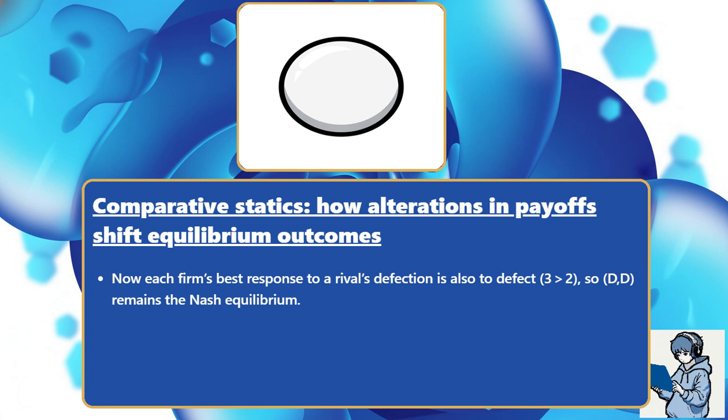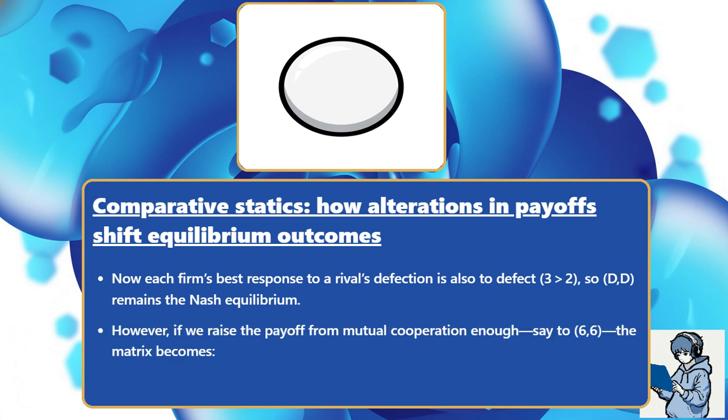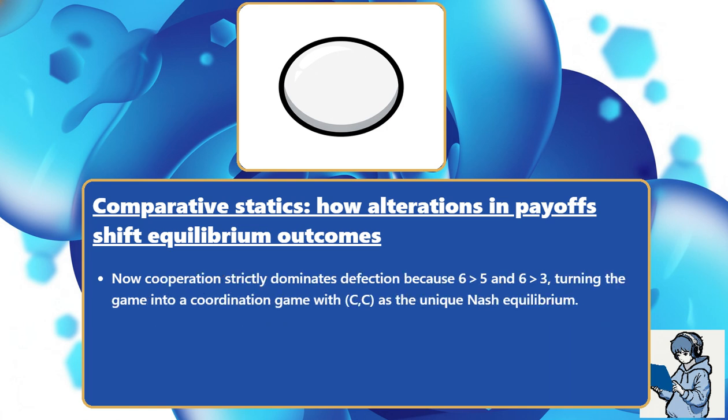remains the Nash equilibrium. However, if we raise the payoff from mutual cooperation enough, say to 6, 6, the matrix becomes C column, D column. Row C: column C gives 6, 6, column D gives 2, 5. Row D: column C gives 5, 2, column D gives 3, 3. Now cooperation strictly dominates defection because 6 is greater than 5 and 6 is greater than 3, turning the game into a coordination game with C, C as the unique Nash equilibrium.